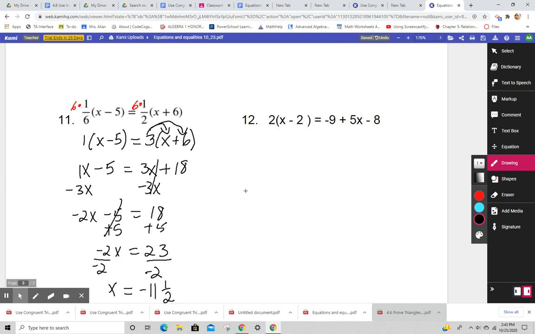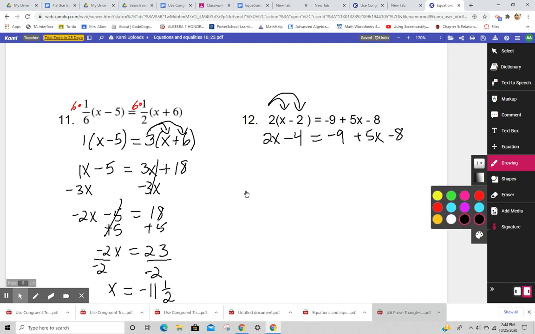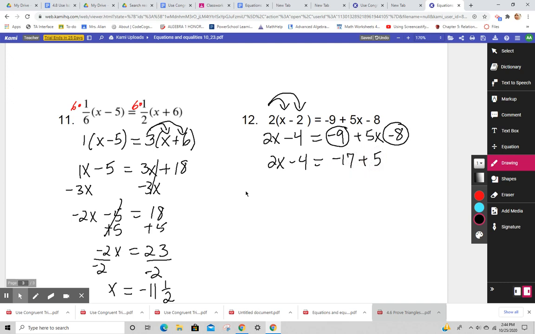All right, let's look at number 12. Let's distribute first. So 2 times x is 2x, 2 times minus 2 is minus 4, equals negative 9 plus 5x minus 8. Okay, on the left side, I have numbers that I can put together. I can put this number and this number together before I do my next step. So that'll give me 2x minus 4 equals negative 17 plus 5x.